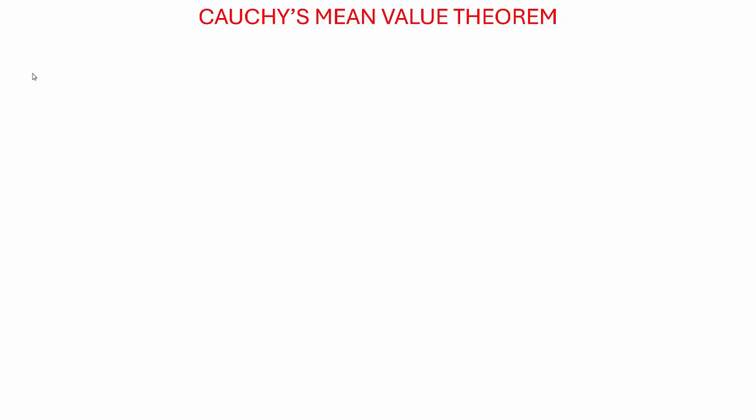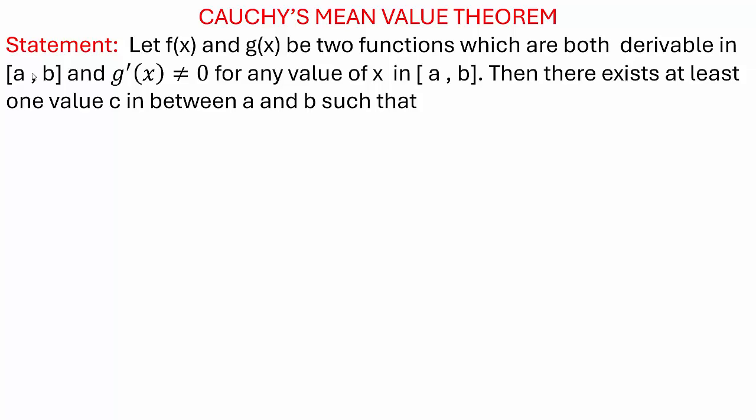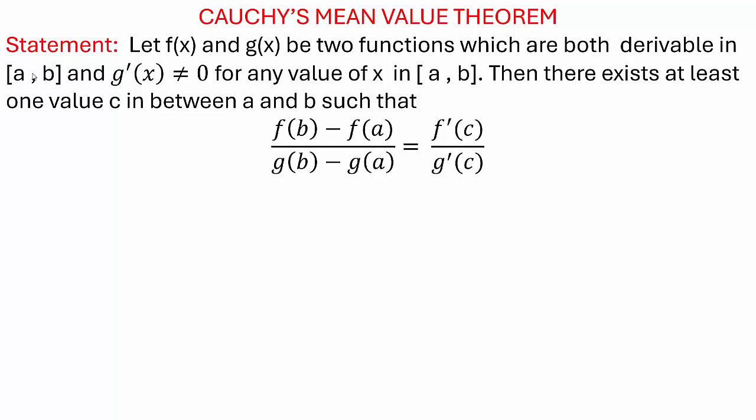What is Cauchy's mean value theorem? The statement of Cauchy's mean value theorem is like this. Let f(x) and g(x) be two functions which are both derivable in the closed interval [a, b], and g'(x) is not equal to 0 for any value of x in the closed interval [a, b]. Then there exists at least one point c in between a and b such that (f(b) - f(a)) / (g(b) - g(a)) = f'(c) / g'(c). This is the statement.